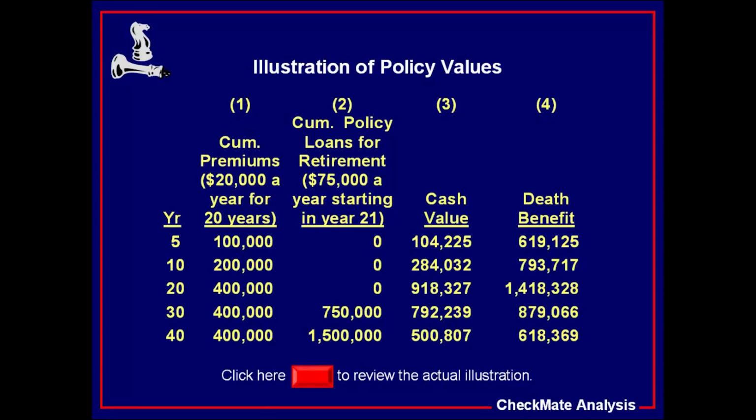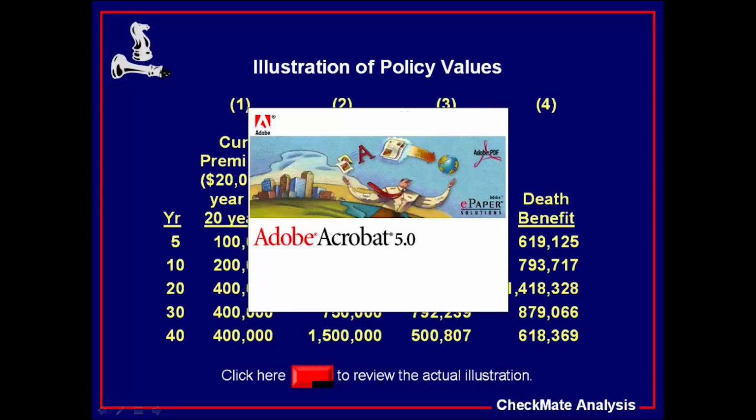I'll show you the illustration in detail in a second, but we're going to pay $20,000 a year for 20 years, so over the first 20 years, that's $400,000. We're going to start drawing money out of the policy, and I've left enough cash values illustrated in the contract in the second from the last column that there's cash left over. We're not at risk of a policy crash. Take a look at the actual illustration.